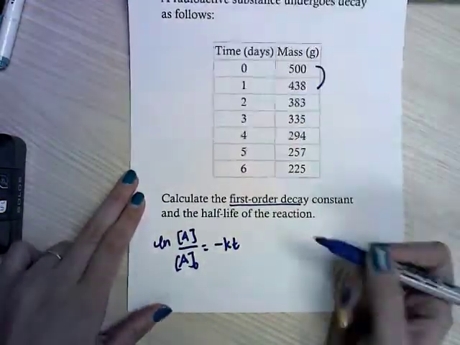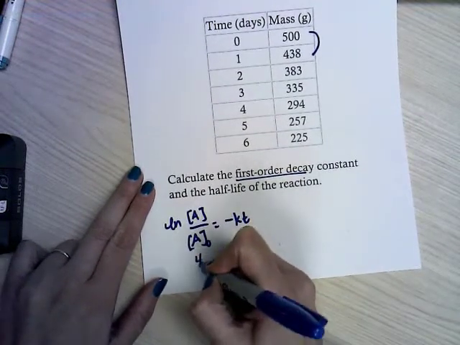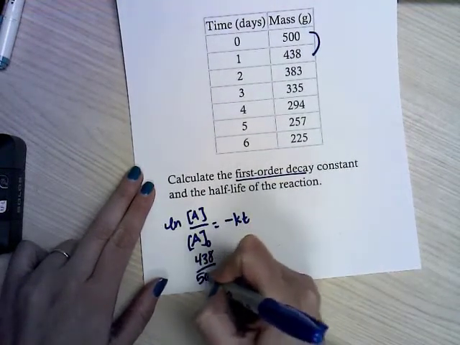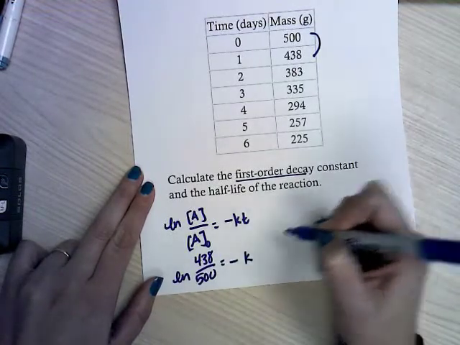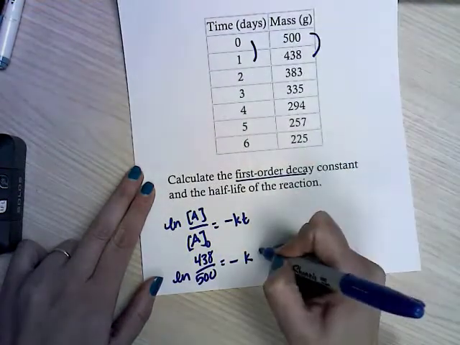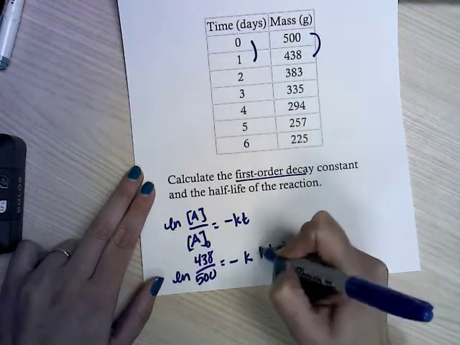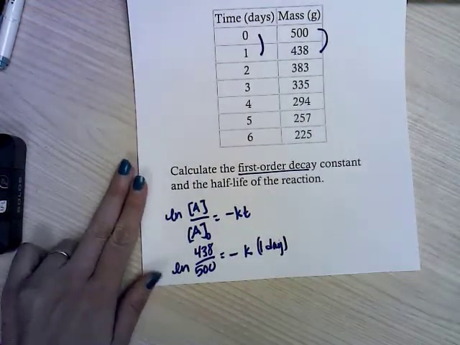So I'm just going to look at the first two data points and use that 438 as my now and 500 as my initial. The K is what I don't know. That was 1 day, so that'll be my time. And I will just solve for K.